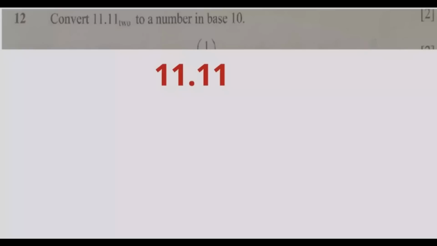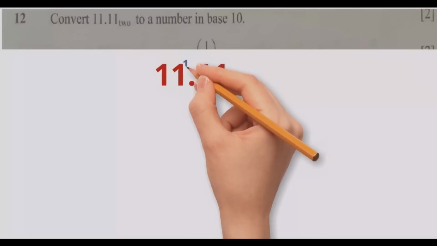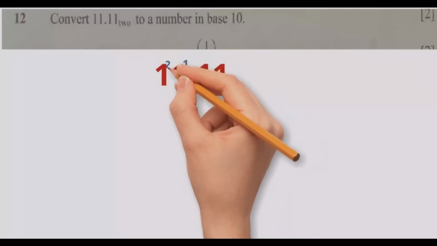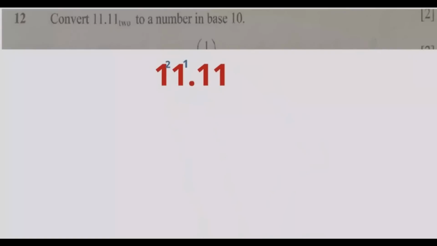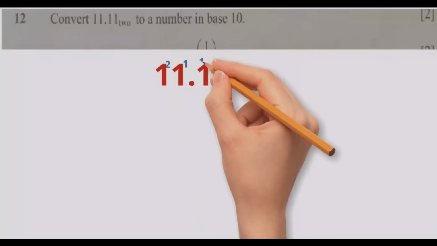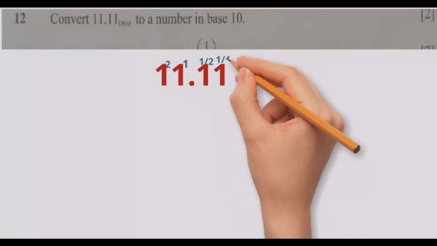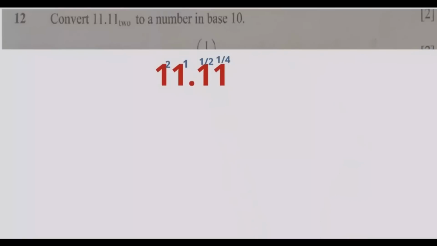So we can see that the one before the point is ones, and the one on the far left is twos. The place value is twos, the other one is ones. Then for this one, the place value is 1 over 2, and the other one is 1 over 4. That makes it easier for us to multiply. Next, we multiply each number by its place value.